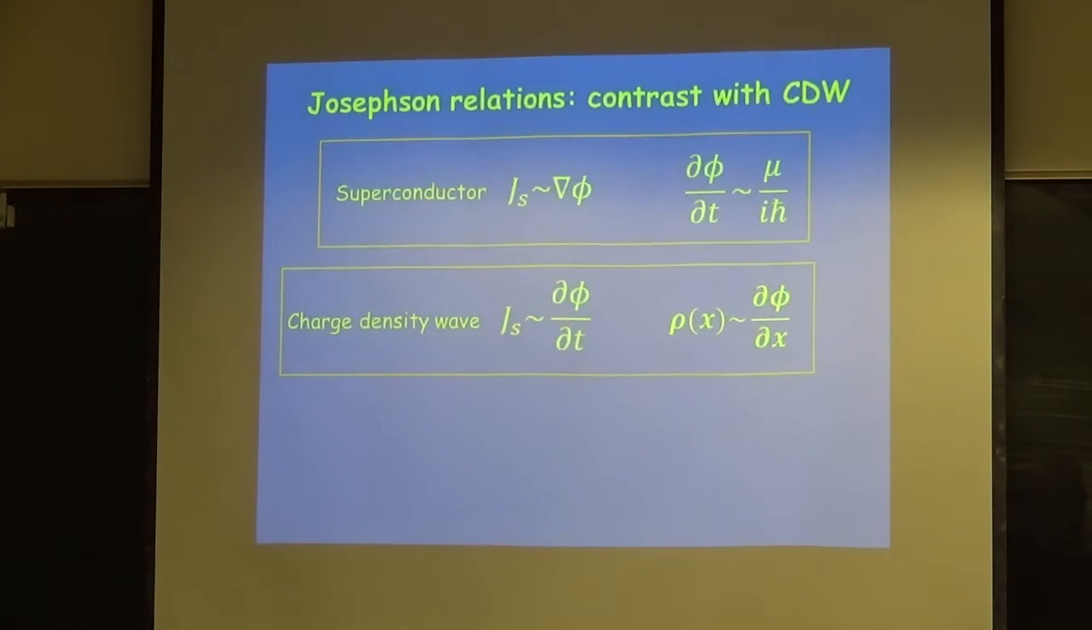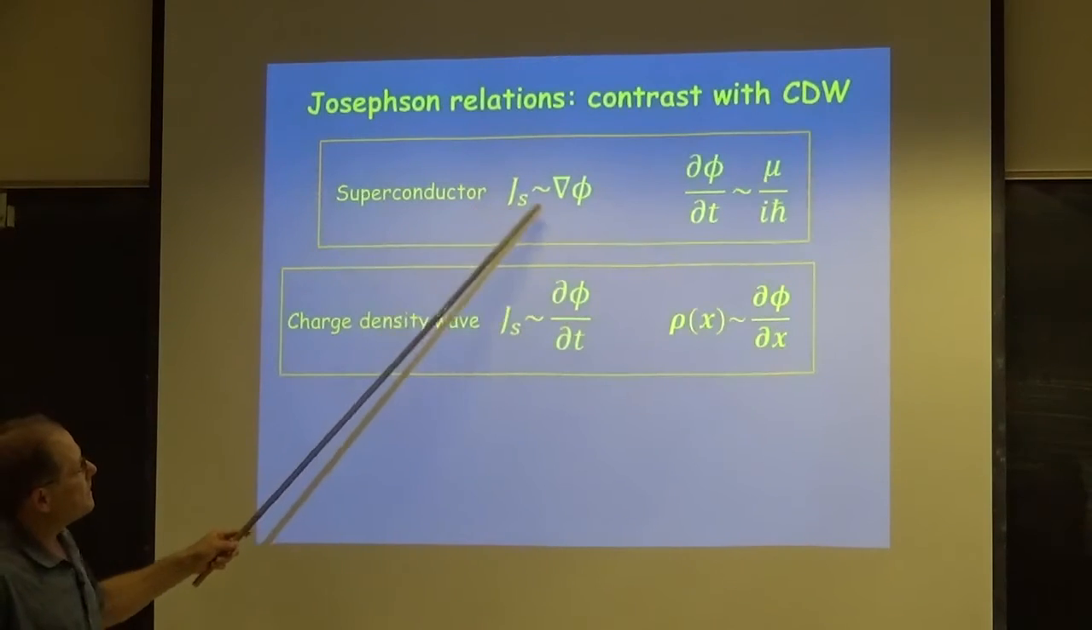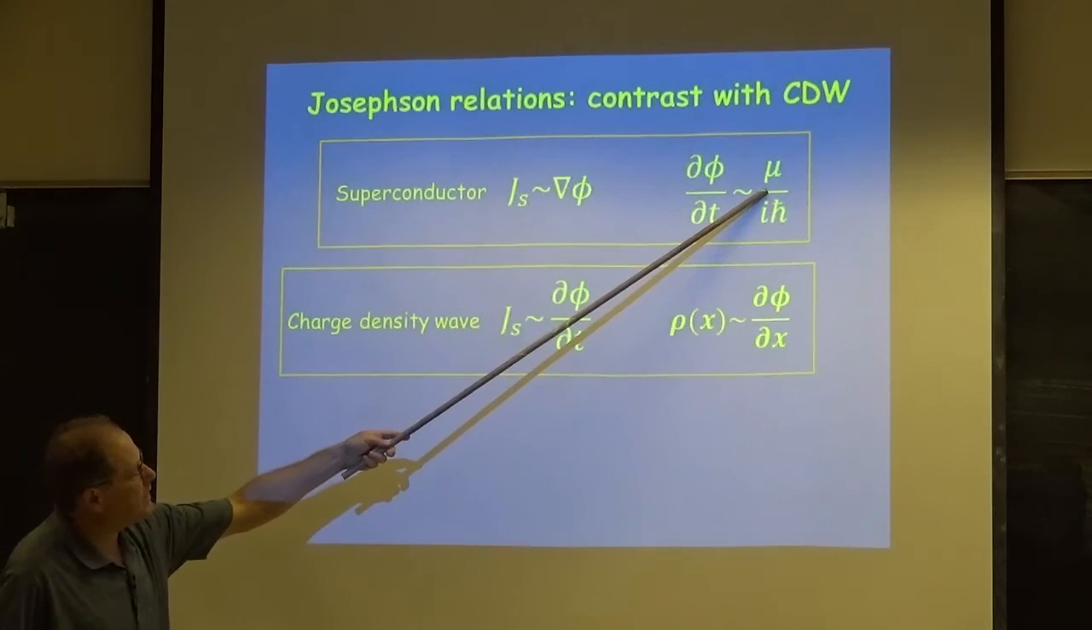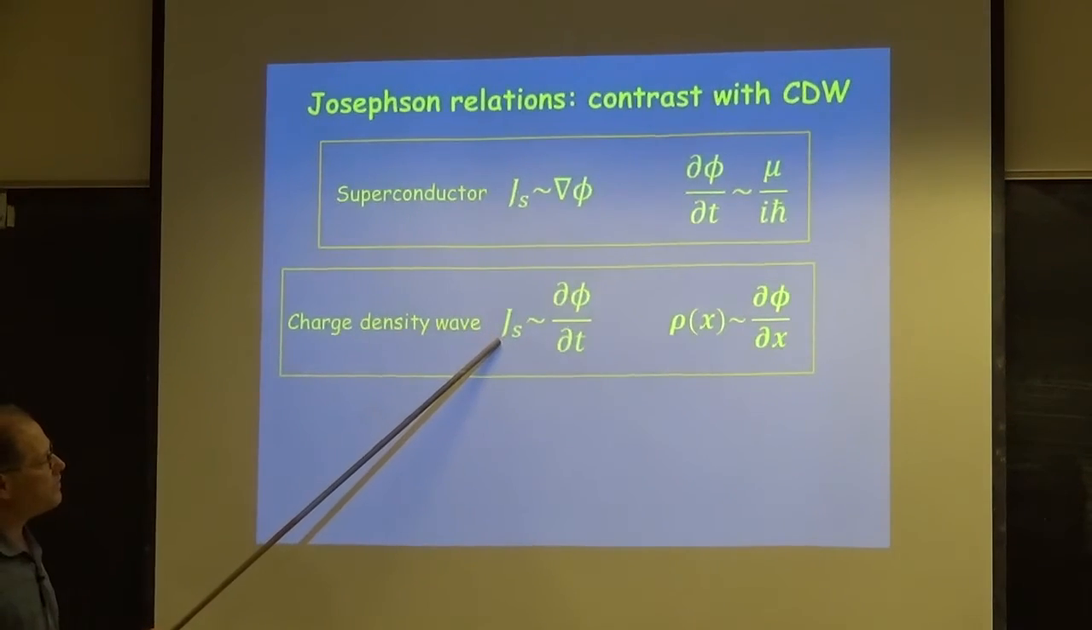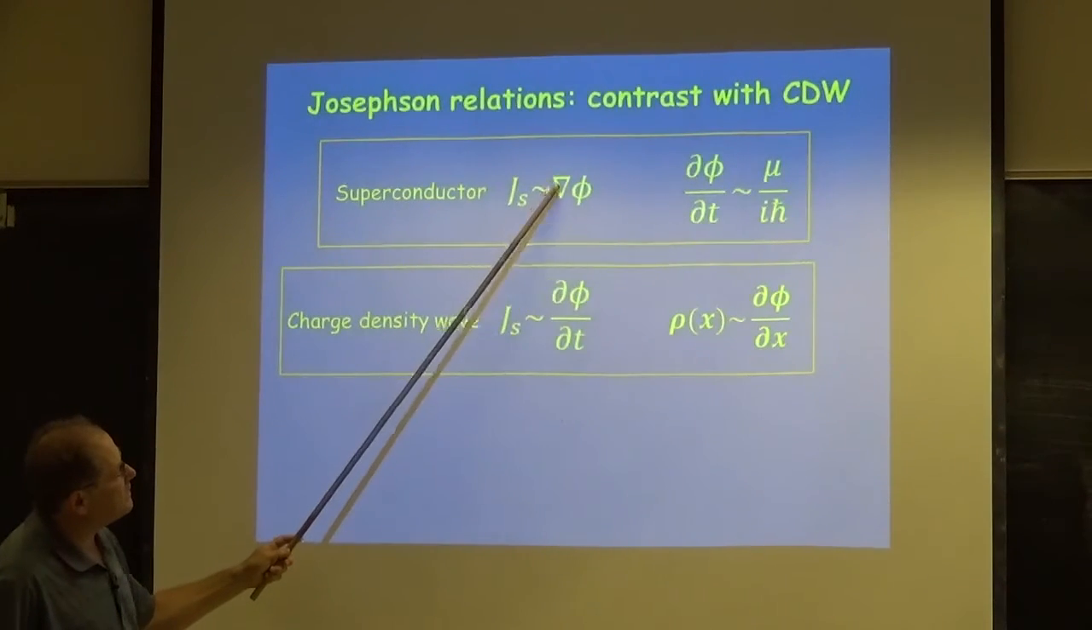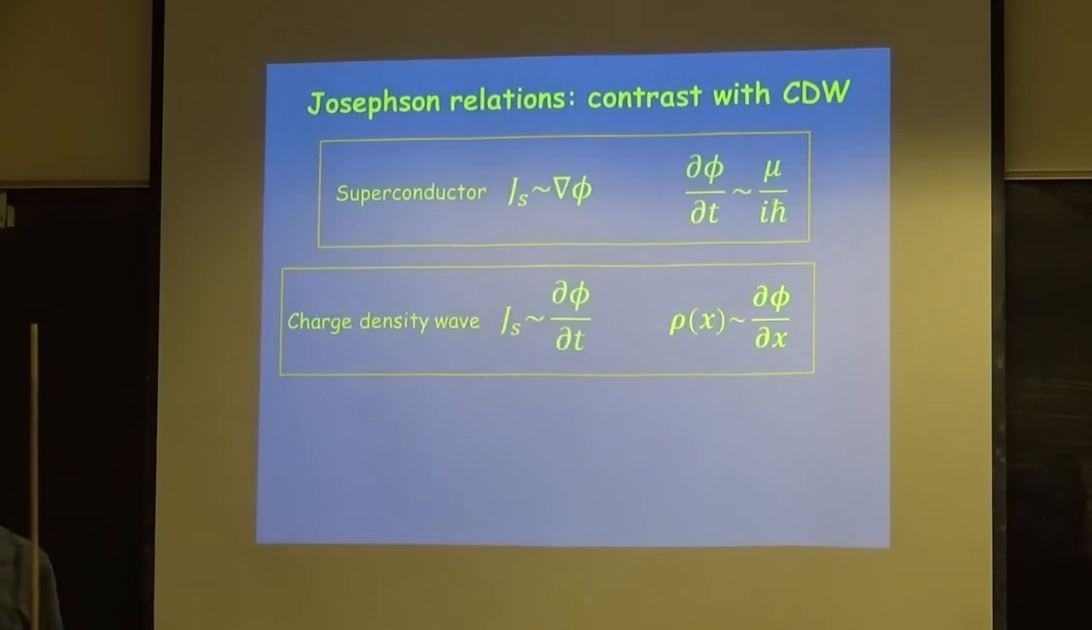Well, it doesn't turn out that way, and that would be an interesting story in itself, certainly having to do with the fact that you have a different kind of pairing in the case of a charge density wave as opposed to a superfluid. But it's interesting that you get a dual relationship in the case of the charge density wave: whereas here the time derivative of the phase is related to the chemical potential, in the charge density wave the time derivative of the phase is the current, and the gradient of the phase is the local charge density. So there's a difference in the electromagnetic properties of the charge density wave as compared to a superconductor.